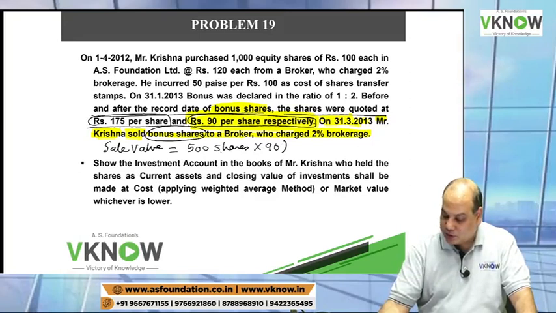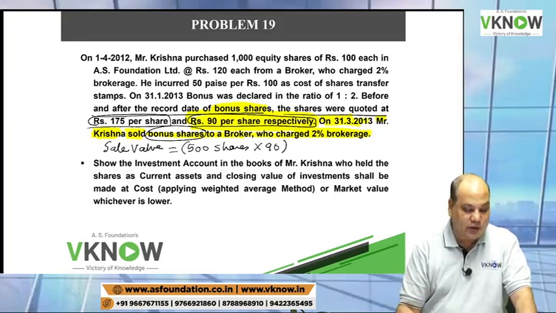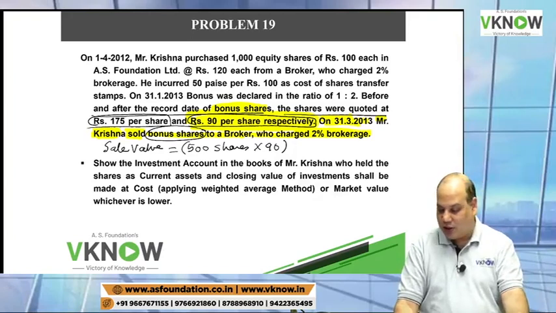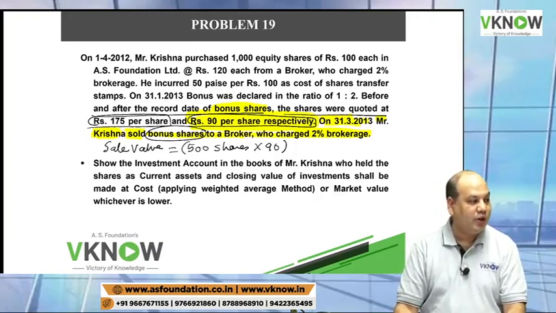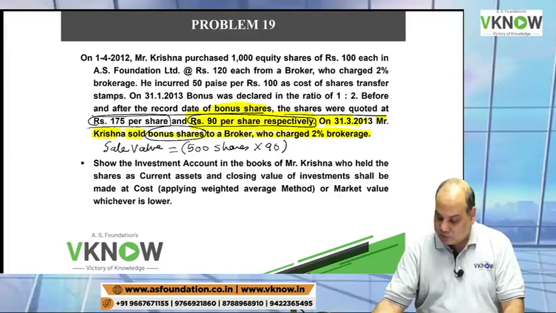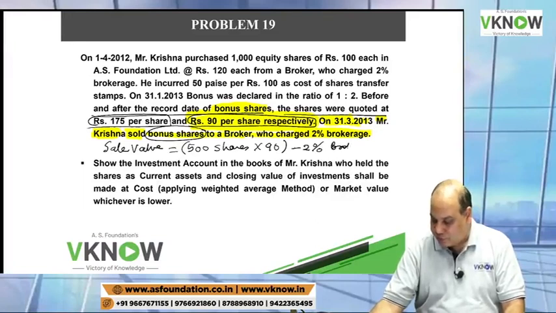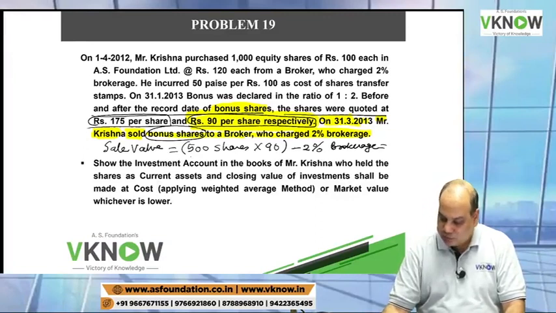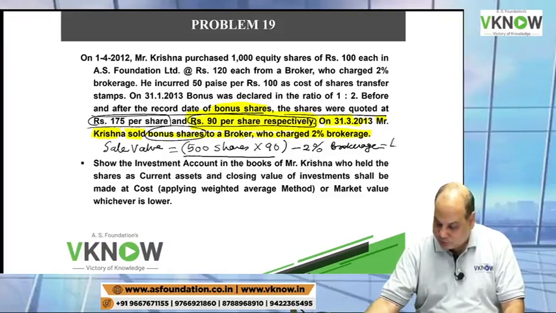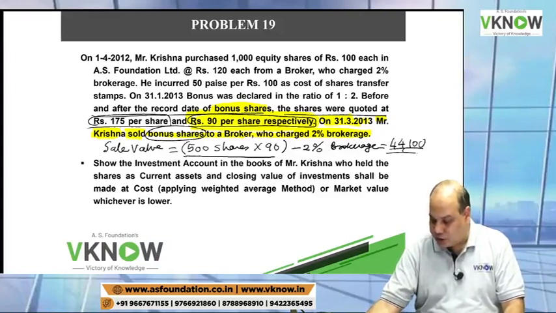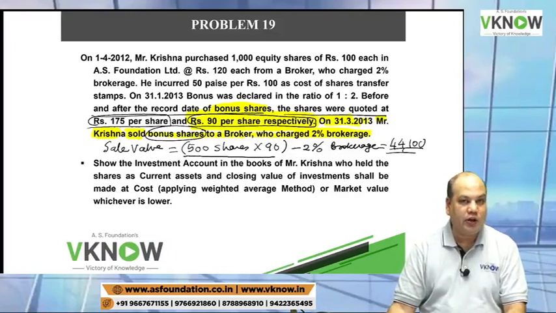At what price will he sell? Will he sell at 175 or will he sell at 90? So the answer would be 90. You will take the price after the bonus issue, but you have to pay 2% brokerage. So the net amount realized will be 500 into 90, 45,000, minus 2%, 44,100. 44,100 would be the net selling price.